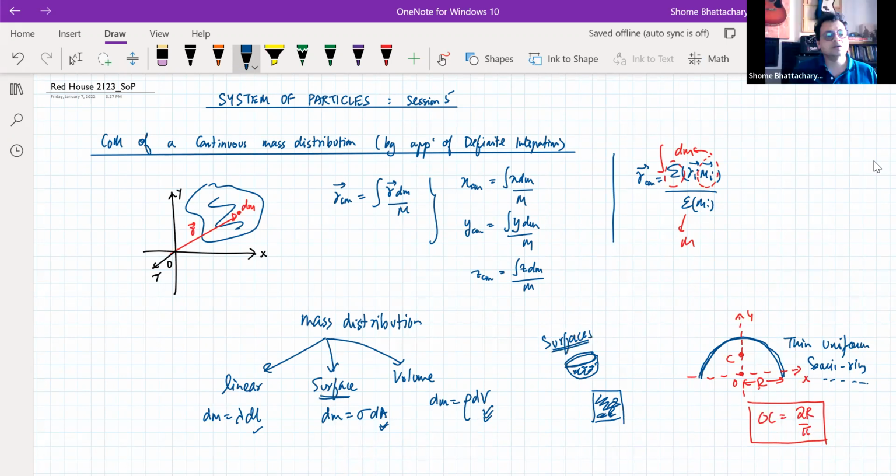Whereas any solid three-dimensional object, like a solid cylinder or any arbitrary shape, like a solid rock, that's an example of what kind of distribution? Volume distribution, right?